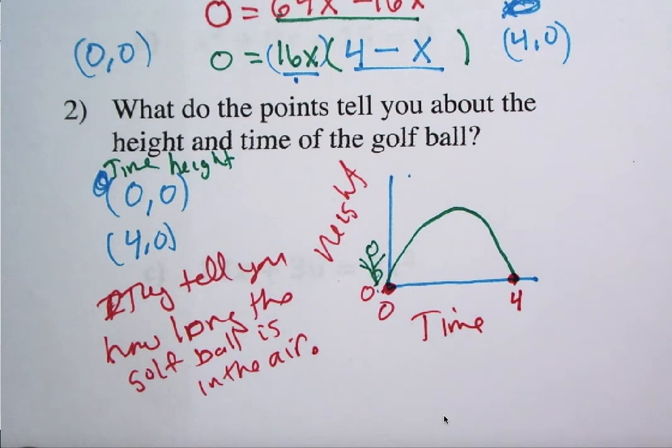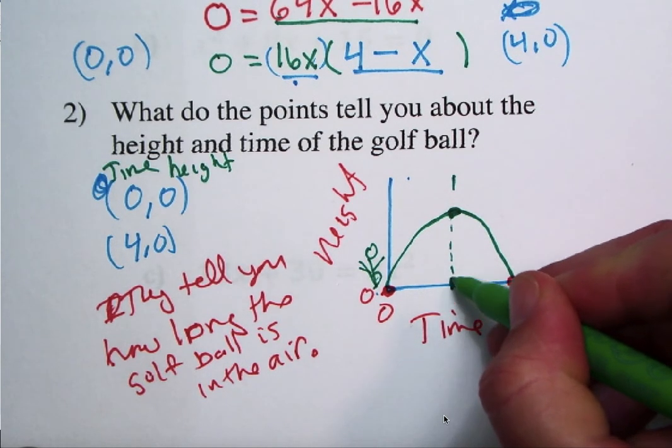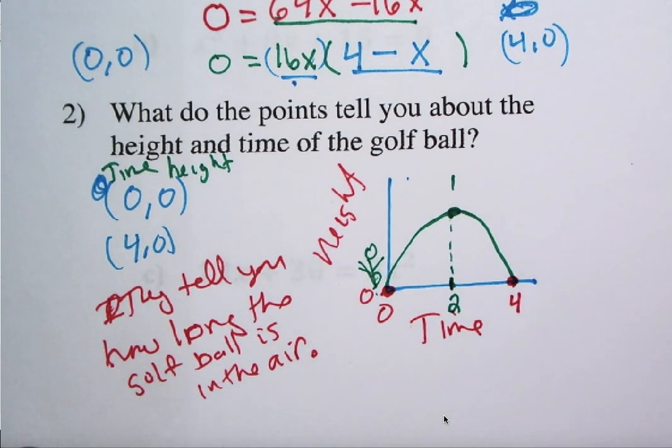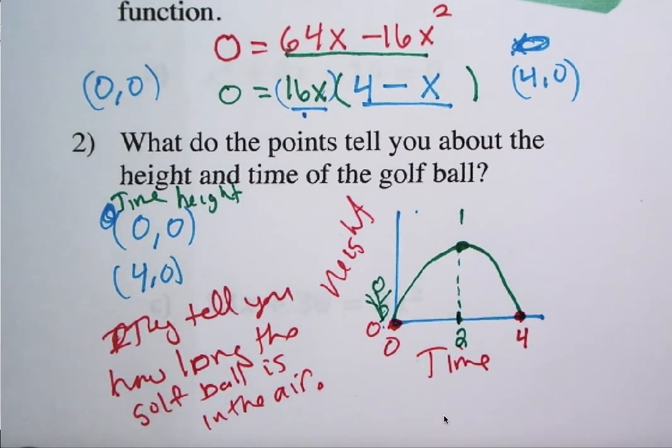You also maybe know where the vertex is, right? Because it's here, you know what time it happened at. People in the class said you could find it because it's halfway between the x-intercepts. So we know the maximum height was reached at 2 seconds. So kind of cool, we can start finding the vertex if we know the x-intercepts.